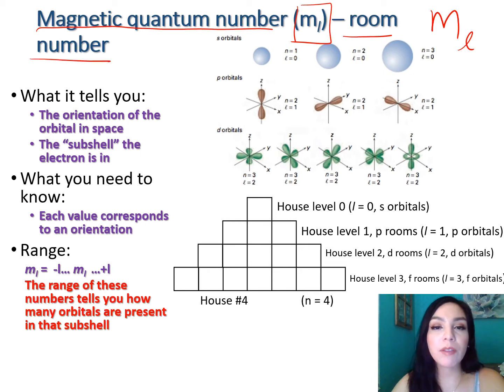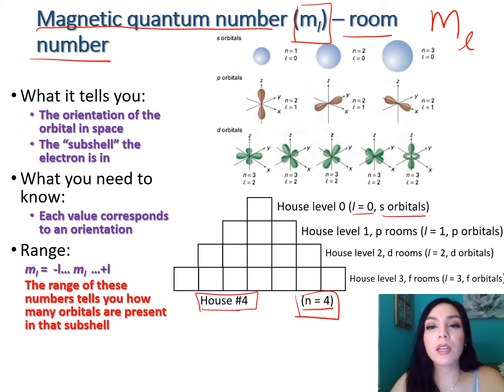Now, what we have learned so far is that we have an n quantum number, the principal quantum number. This is like our house number, right? And then we have our l values, which are our angular momentum quantum numbers, and they correspond to different types of orbitals that we have within this house, within this energy level. So we have l values that correspond to certain shapes, certain names of orbitals.